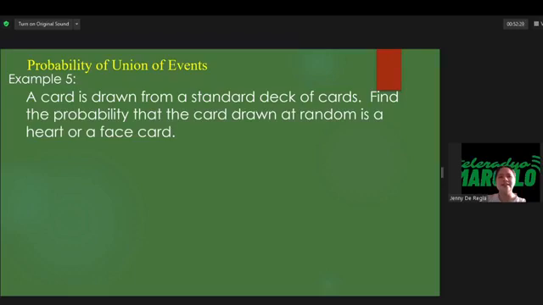So is this a mutually exclusive or not mutually exclusive event? Okay, so this is an example of a not mutually exclusive event because they can happen at the same time. Since there are King of Hearts, Queen of Hearts, and then Jack of Hearts, there are also face cards. Same with the face card. So meron tayo.